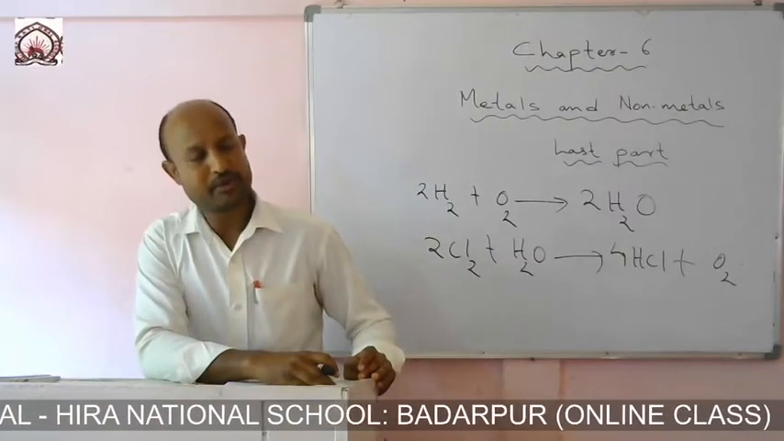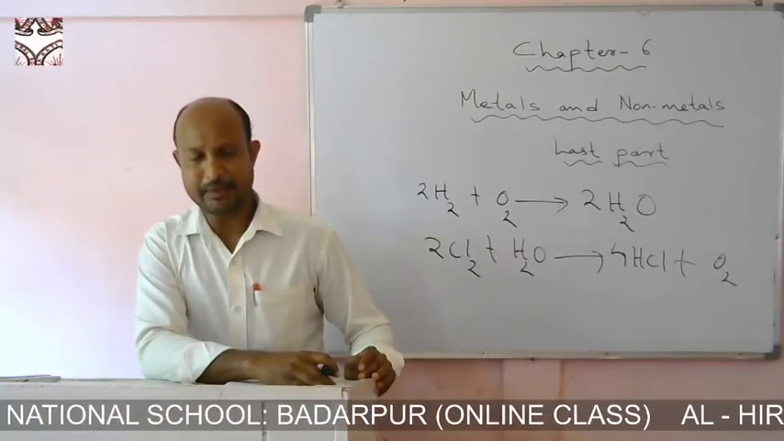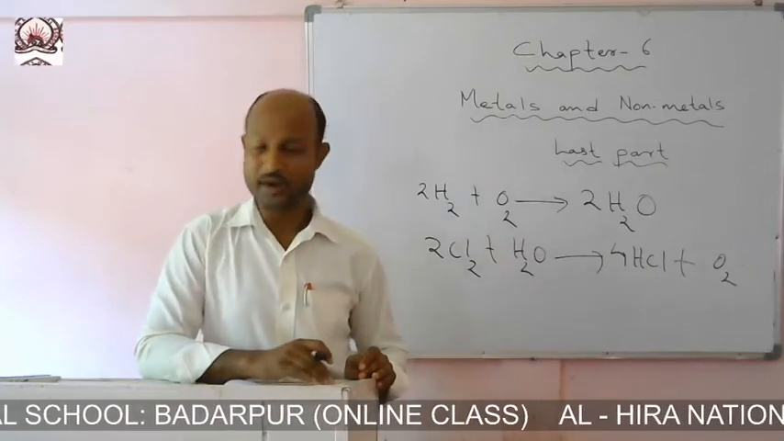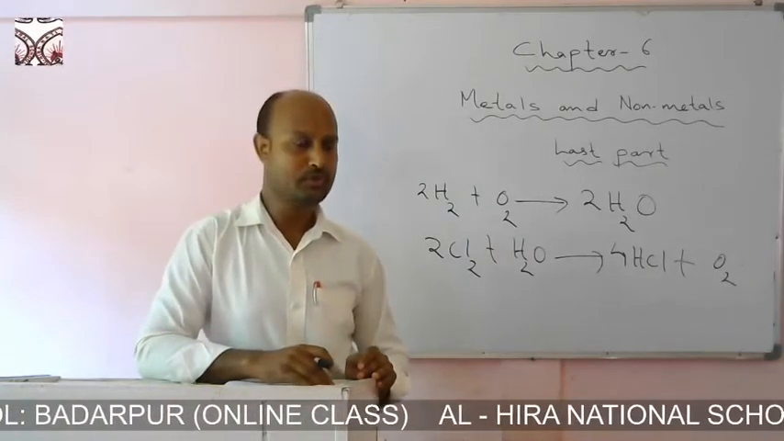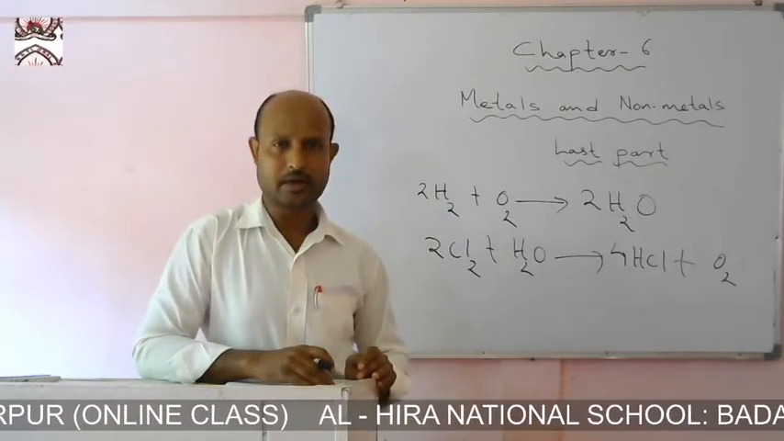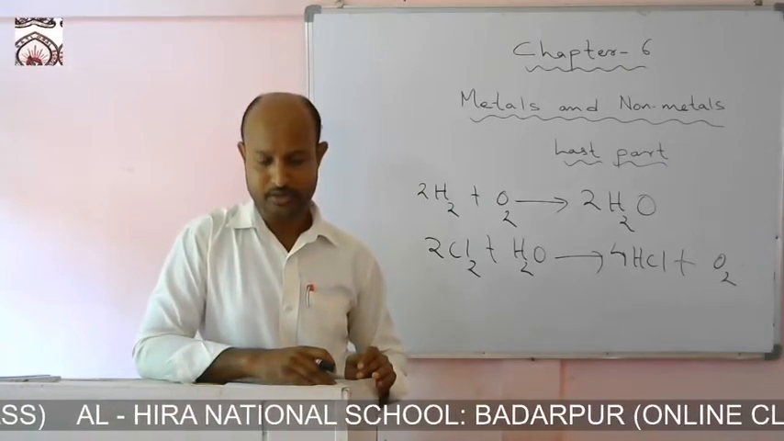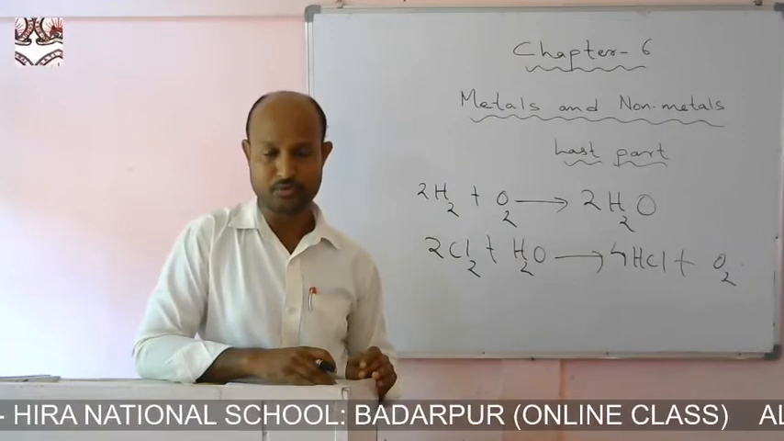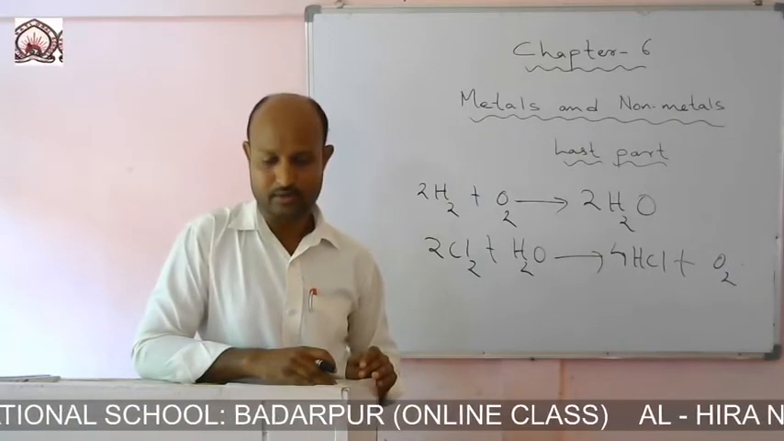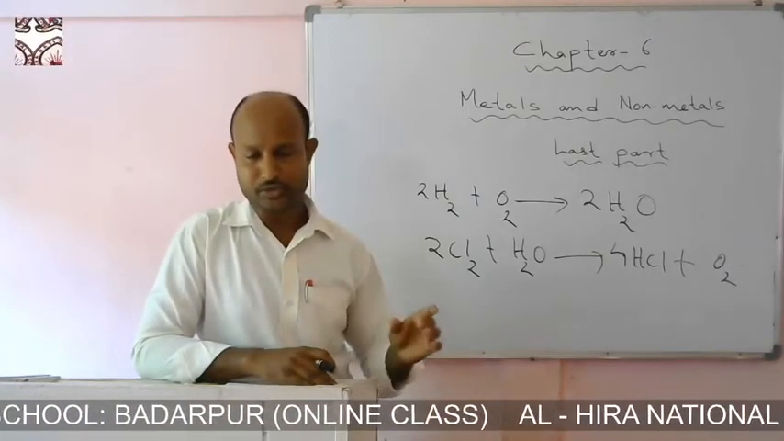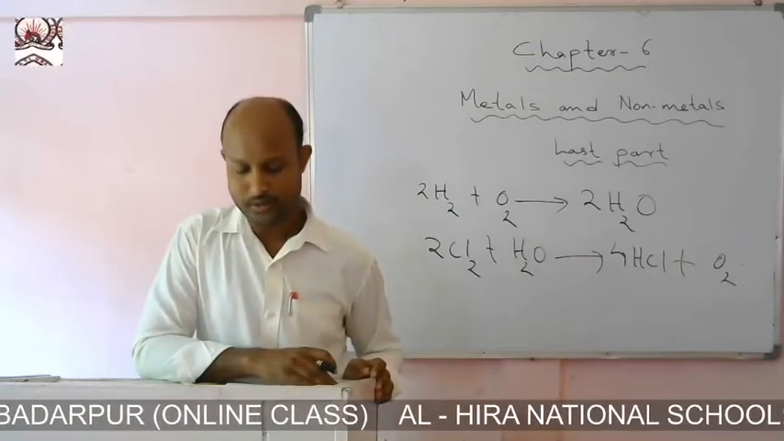It is used in the manufacture of ammonia and urea. Ammonia and urea are fertilizers which are used for growing plants well. As a nutrient, it lets the plants grow well. So this nitrogen is used in the manufacture of ammonia and urea.